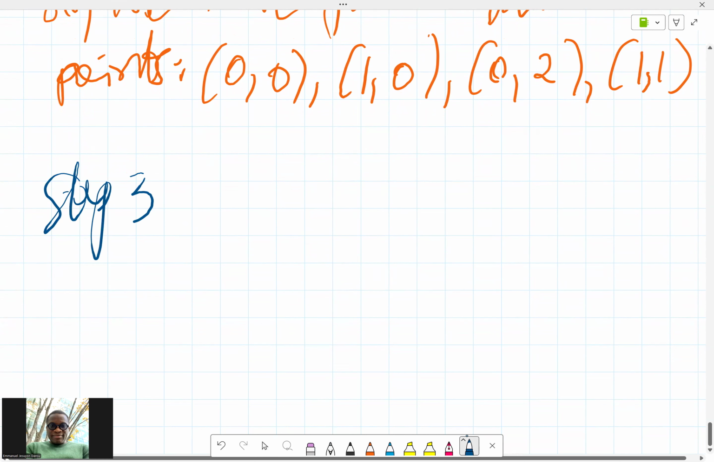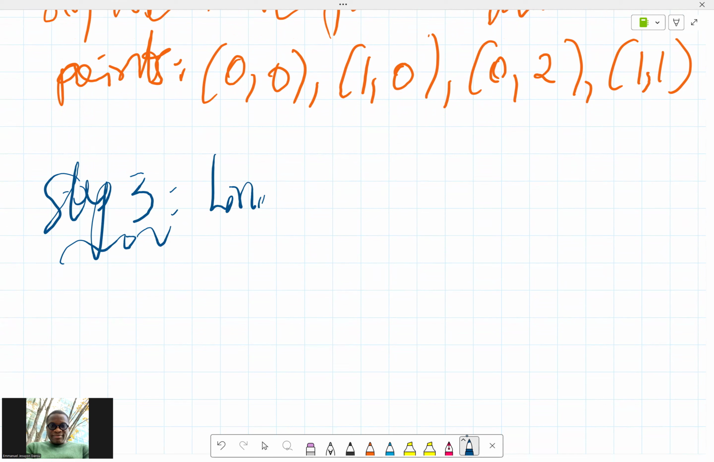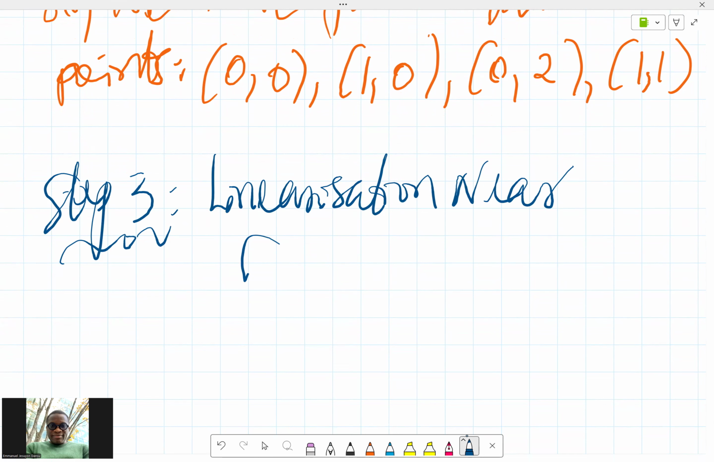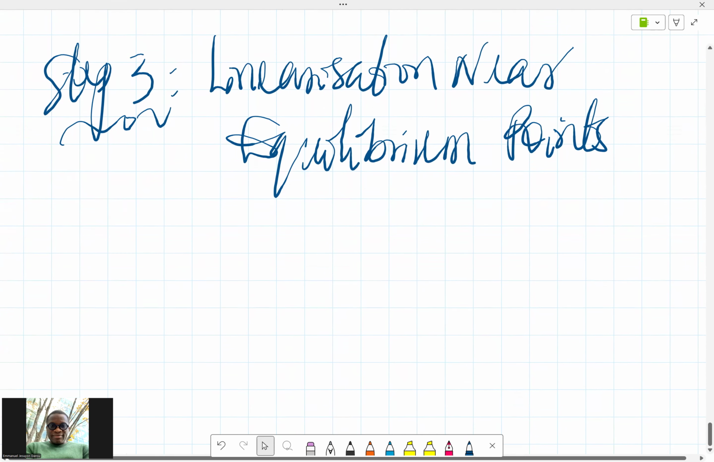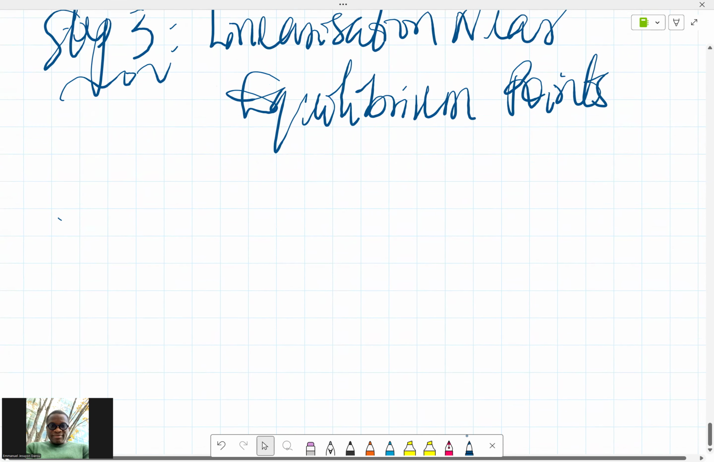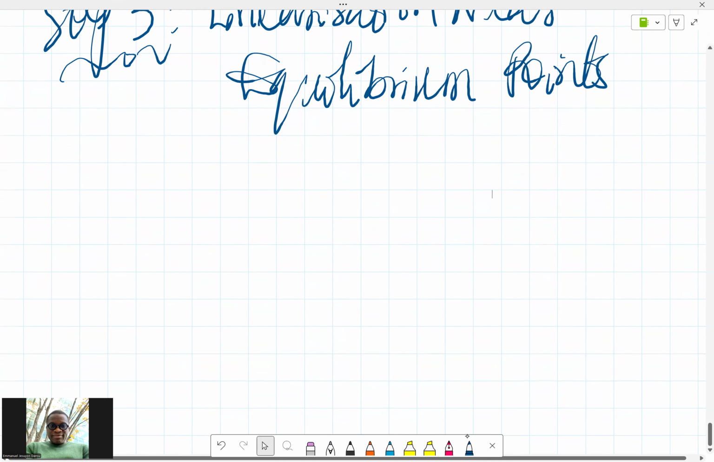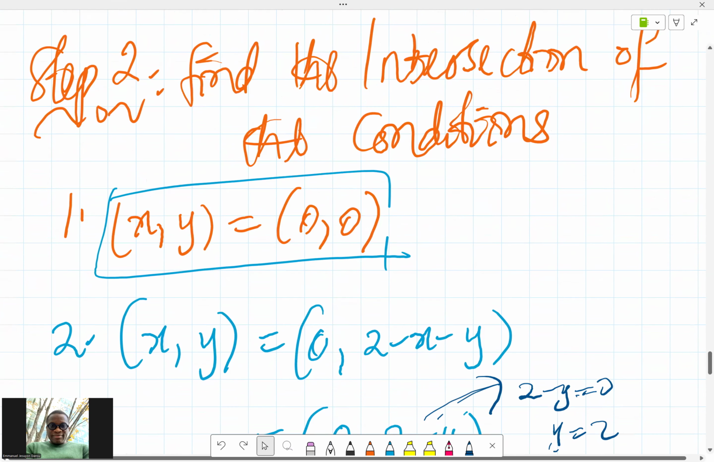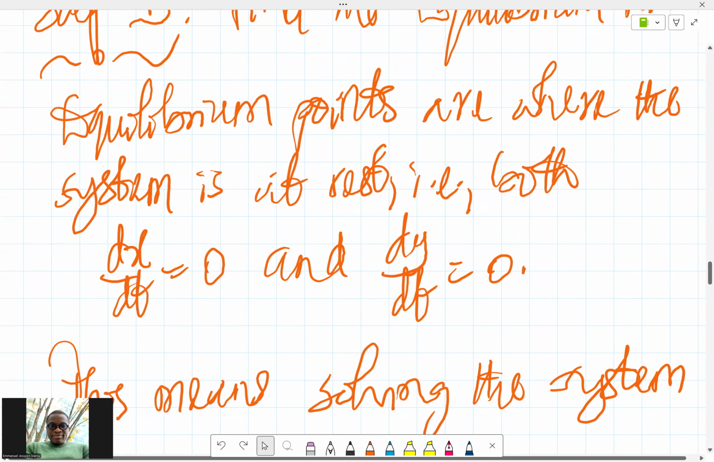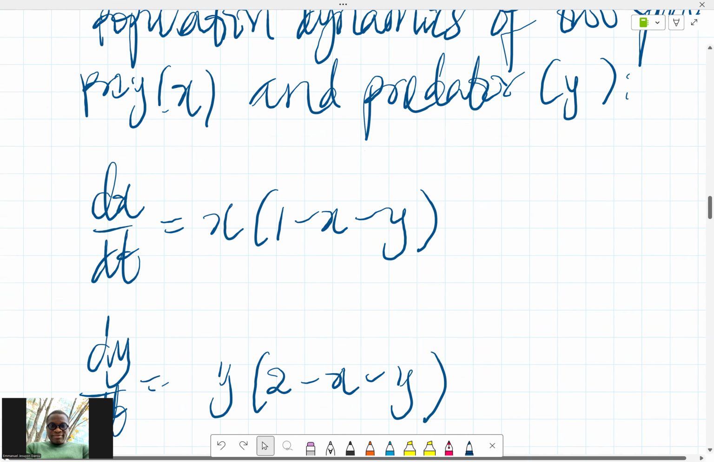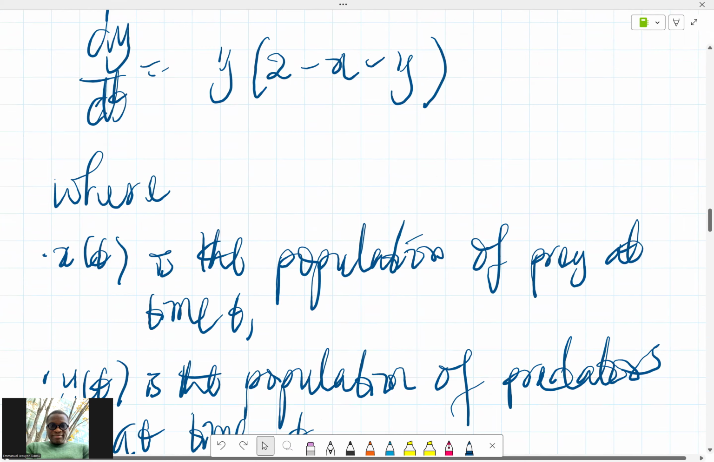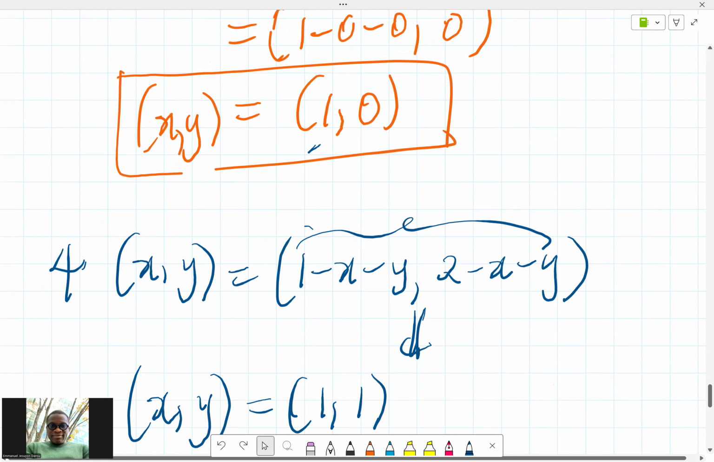So step 3, linearization near equilibrium points. We did something close to this in the previous video. So I think it may be helpful to start from the beginning again, where we had dx dt equals x into 1 minus x minus y, and dy dt is the other one. So we have to remind ourselves of that.